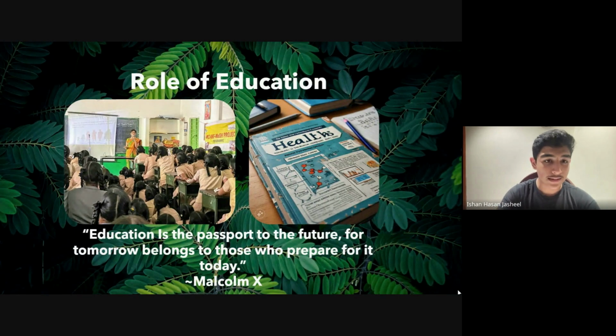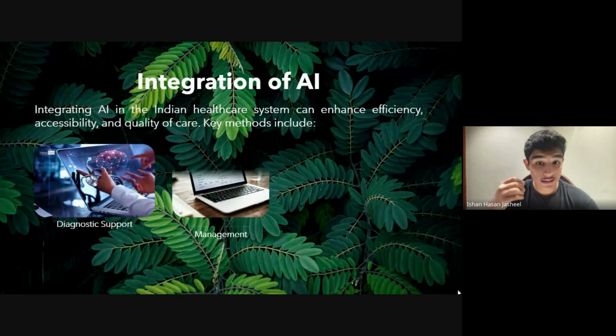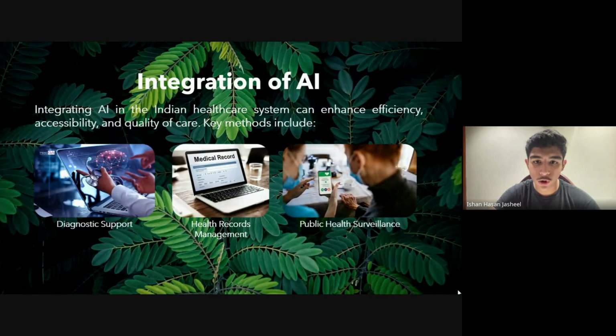Next, let's take a look at the integration of AI. It can enhance efficiency, accessibility, and quality of healthcare in India. Other key features include AI powered tools supporting diagnosis, especially in remote areas lacking specialists, through AI powered chatbots that can provide basic medical advice and patient education. It can streamline electronic health records, EHRs, making patient information easily accessible and secure.